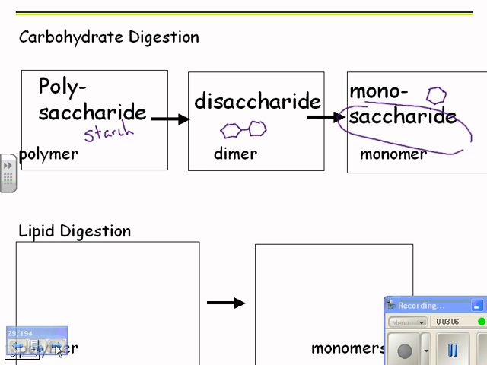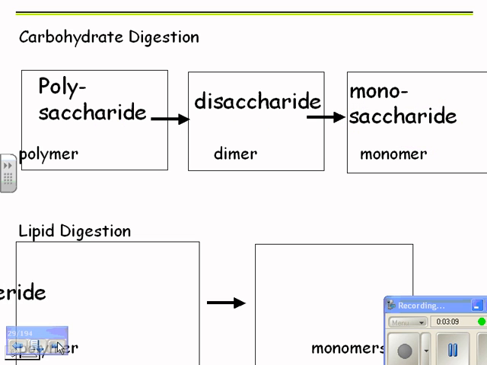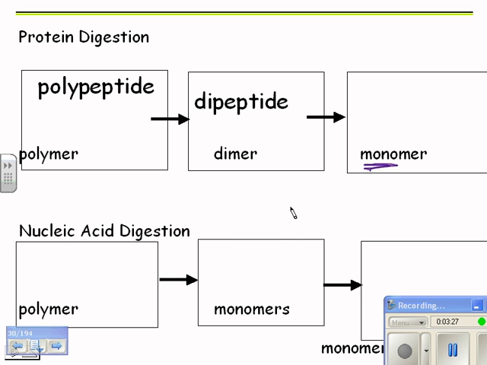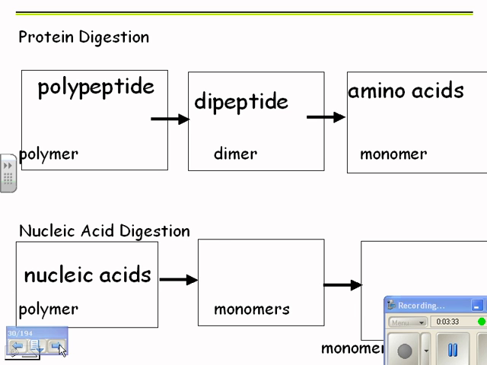Lipid digestion, for the most part, what we're talking about are triglycerides. And you break those up into 2 monomers, glycerol and fatty acids. Protein digestion, the polymer is a polypeptide. The dimer, di, is a dipeptide. And then the monomer, I wish it were a monopeptide. It's an amino acid. And then nucleic acid digestion, the polymer is a nucleic acid.